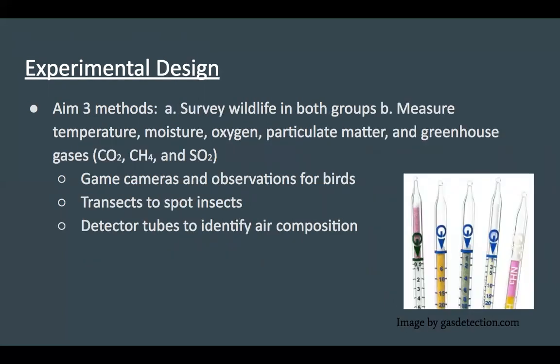For my third aim of the study, we will A, survey wildlife in both groups, B, measure temperature, oxygen, moisture, particulate matter, and greenhouse gases such as carbon dioxide, methane, and sulfur dioxide. In order to account for larger animals and birds, I'll set up game cameras and we'll do observations for both of these types of animals. In order to account for insects, we'll set up transects. And to identify air composition in these sites, we will use detector tubes, and that's what I show in this photo right here. So what you do is you have to include the gases that you're trying to test for, which would be oxygen and the greenhouse gases I mentioned earlier.